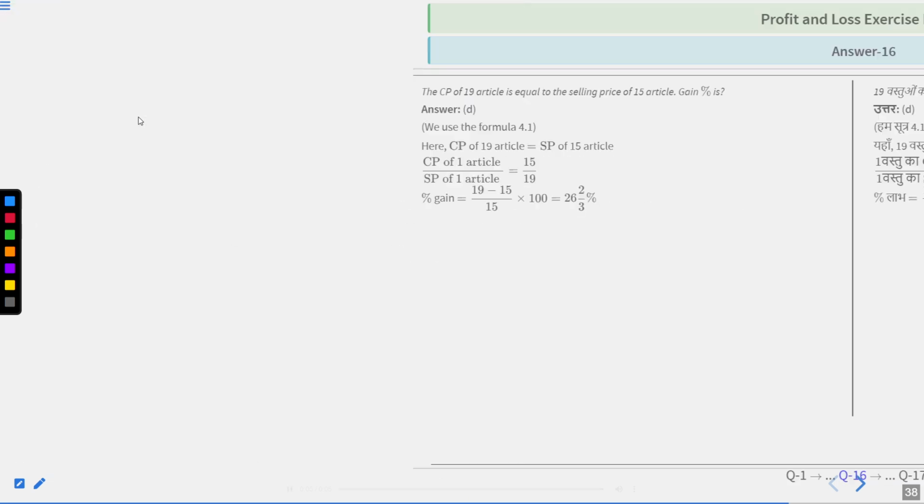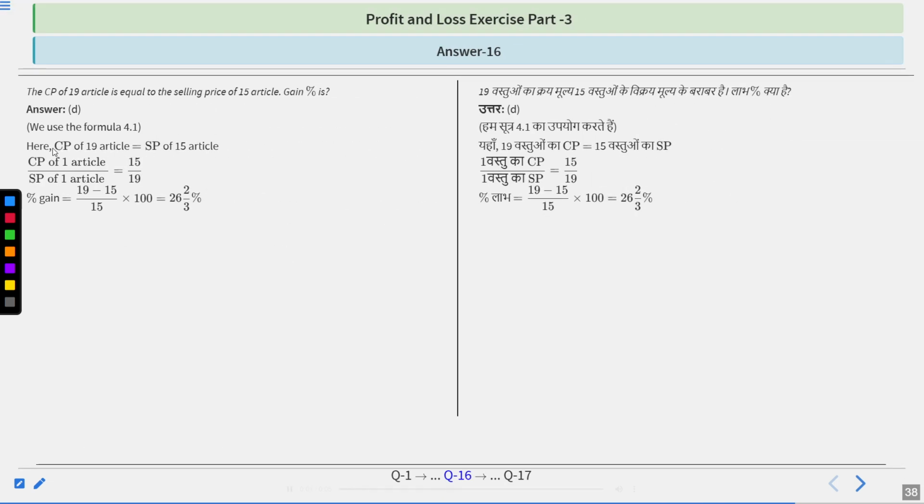Now time's up. Let's see the solution. Here, CP of 19 articles equals SP of 15 articles. So we make the ratio. CP of one article upon SP of one article becomes 15:19. So we can say that CP of one article is 15 and SP of one article is 19. So we can clearly see that there is a profit. So how much percent is profit? SP minus CP upon CP multiplied by 100, which is 26 and 2/3%. Next one.